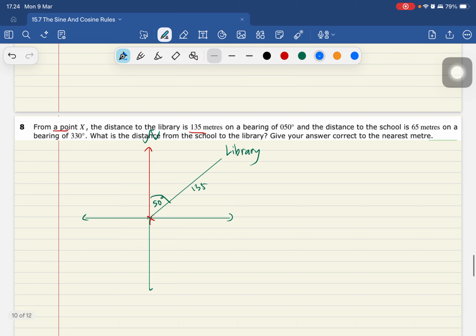Next, the distance to the school is 65 meters on bearing 330. So it's going to be 90, 180, then 270. Counted till here, this is going to be 330 degrees, and the distance is going to be 65 meters. What is the distance from the school to the library? Here is the distance they would like us to find.